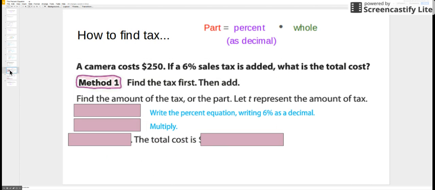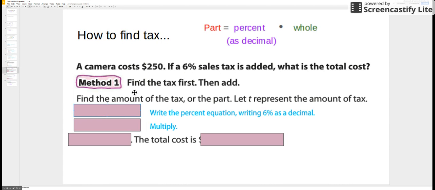Okay, so let's do a tax problem. This is how people actually do tax in the real world on your receipts. Okay, so a camera costs $250. If 6% sales tax is added, what is the total cost? So method 1 is to find the tax first and then you add. Okay, so in other words, find 6% of $250. Get whatever the number is and then just add it to your total. Okay. So let's do that first.